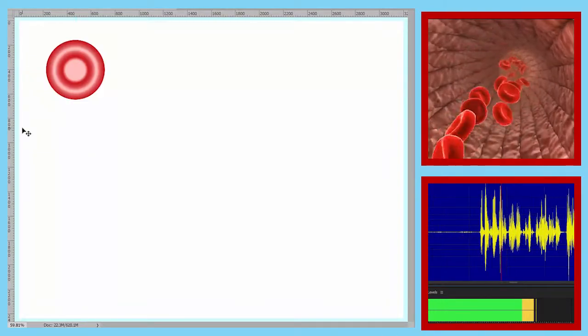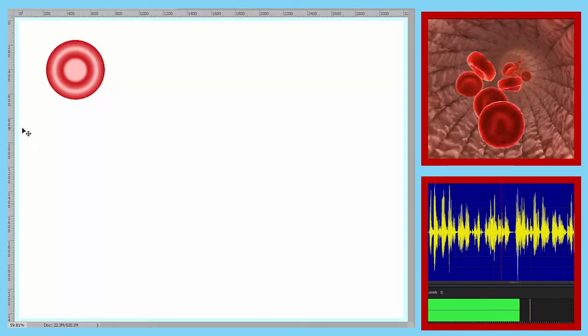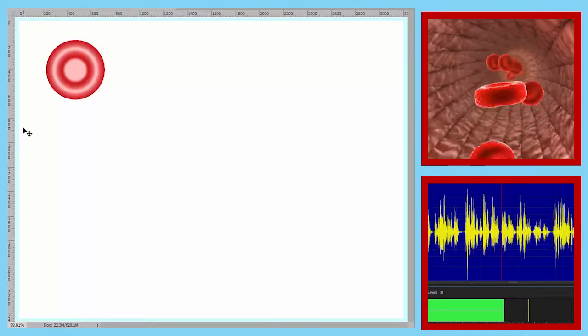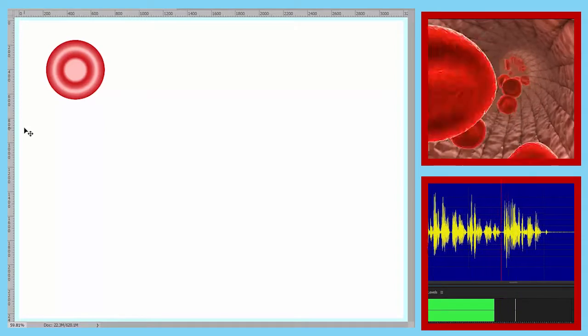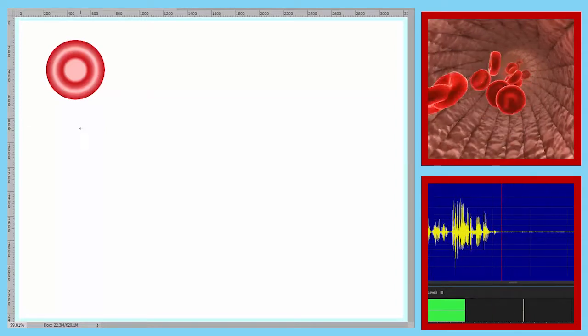Our first formed element is a red disc. We've seen this one before. This is the most abundant element when you're viewing a blood smear through a microscope. Let's look at our next formed element.